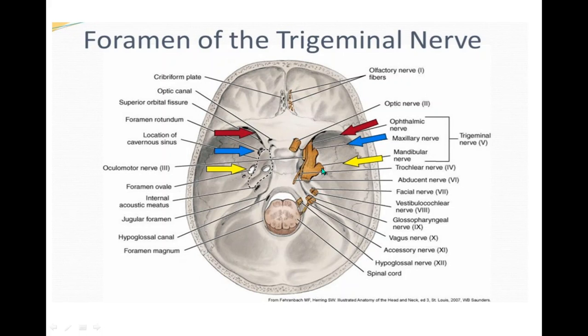So how exactly do these three divisions of the trigeminal nerve exit the cranial cavity? Ophthalmic through the superior orbital fissure, maxillary through the foramen rotundum, and mandibular through the foramen ovale. Ophthalmic is the nerve of the orbit, the maxillary enters the pterygopalatine fossa through the foramen rotundum, and the mandibular nerve enters the infratemporal fossa through the foramen ovale. We will discuss these three divisions one by one.